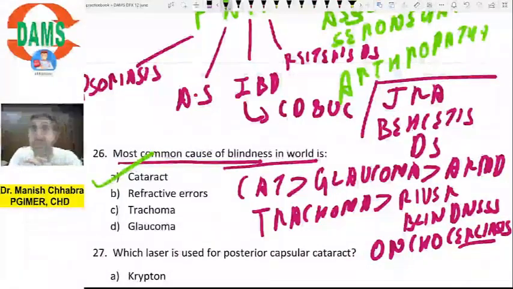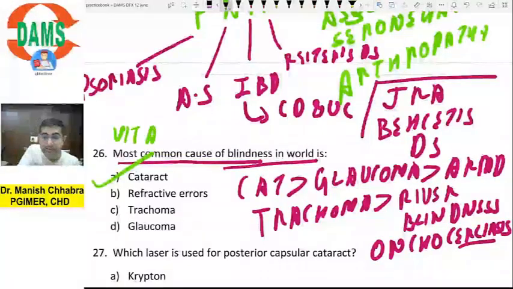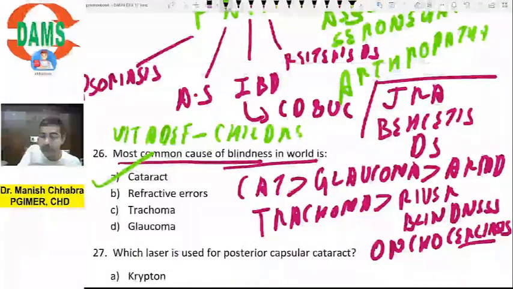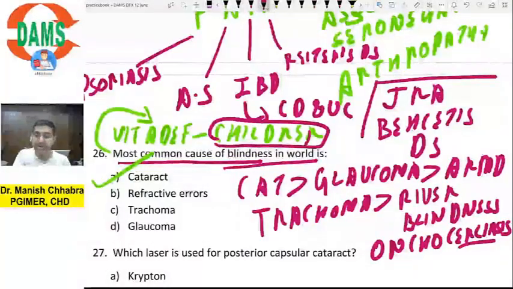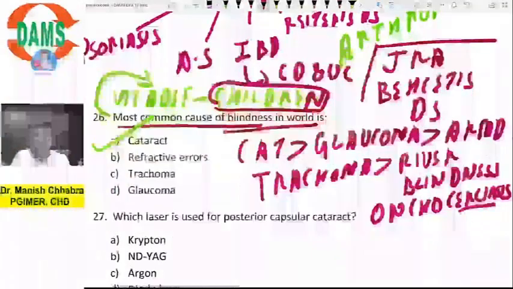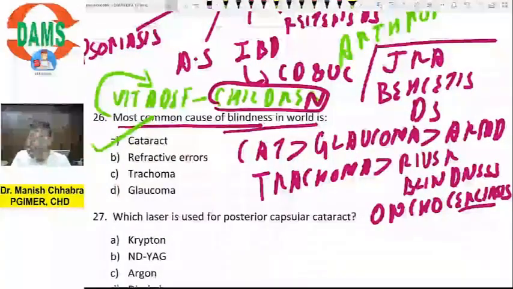But if the question asks most common cause of blindness in children, that will become vitamin A deficiency, your previous year question. Most common cause of blindness in children is vitamin A deficiency. Very important, right? If they ask most common cause of preventable blindness in the world, then also you will mark cataract. Blindness overall, preventable blindness overall, cataract, and vitamin A deficiency in children.